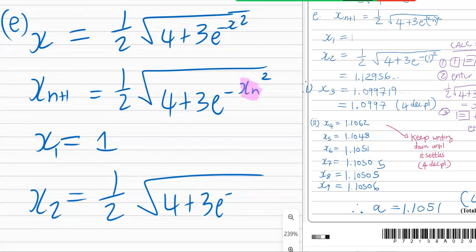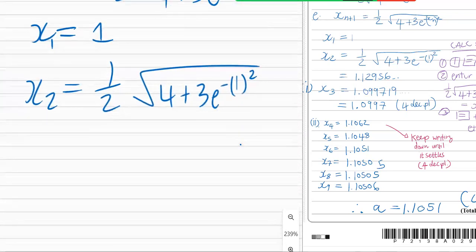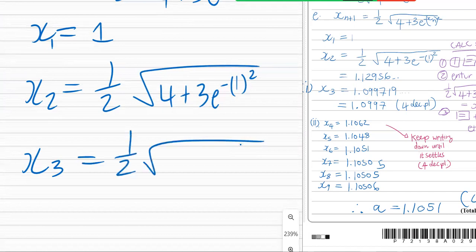Excuse me, x1. I just put it in a bracket. So it's this whole thing with a 1 there. And you can keep going like that. So n plus 1, n being 2 in this case, will be 3. n plus 1, 2 plus 1 is 3. And the next one would be this.